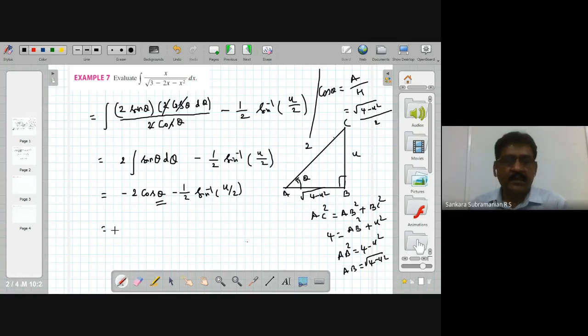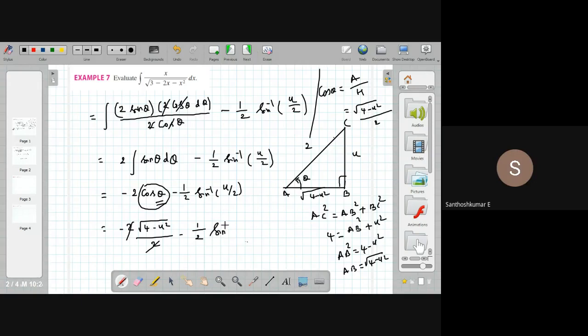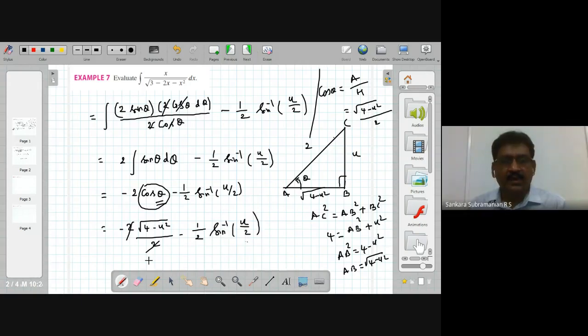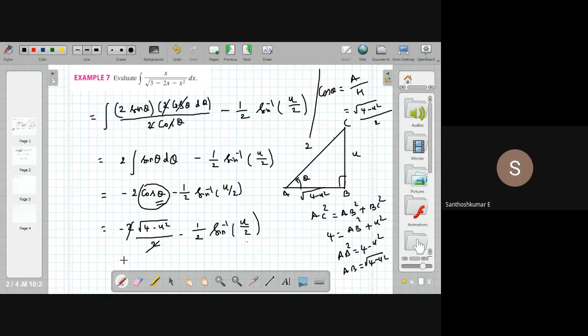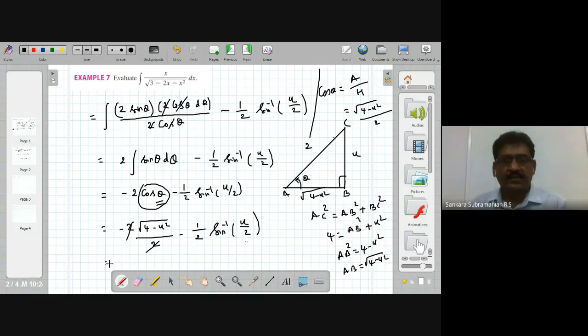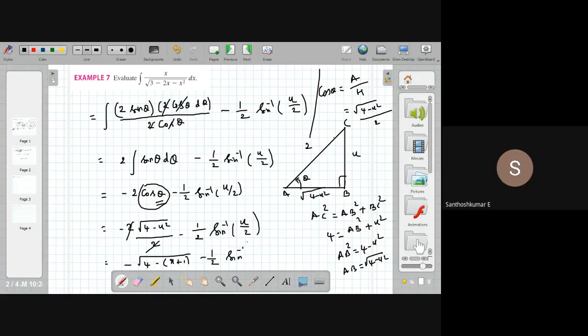This is equal to minus 2 times, instead of cos theta, I can replace square root of 4 minus u square divided by 2, and this 2 and 2 will get cancelled, minus 1/2 sin inverse of u by 2. Sin inverse of u by 2. Yes sir, x plus 1. So therefore this is equal to minus square root of 4 minus (x plus 1) whole square, minus 1/2 sin inverse of x plus 1 by 2.